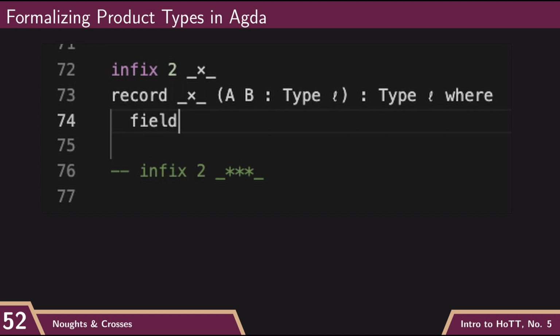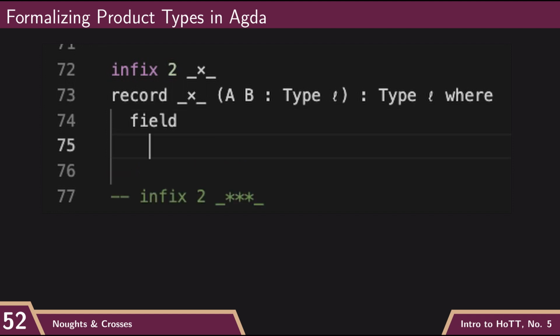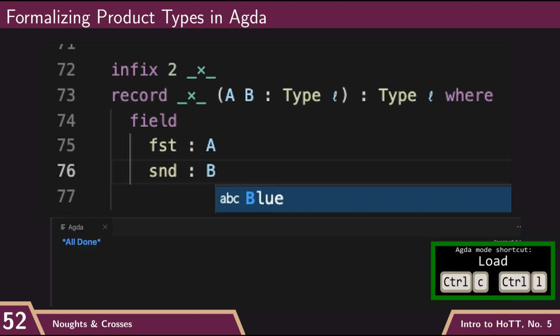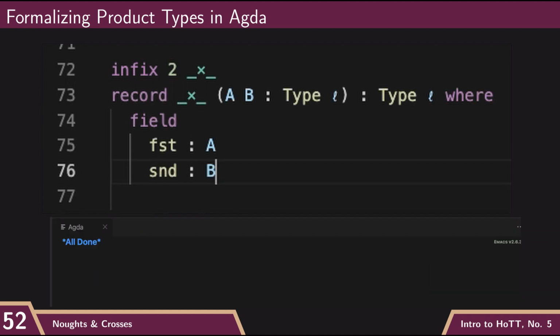And what we do is we say field, and then we list the different pieces of data that we have to include in our introduction rule. So here I'm going to say first is an A, and second is a B. And so what this says is that if I have a term of type A times B, then I can say first of that term to get a term of type A, and I can say second of that term to get a term of type B.